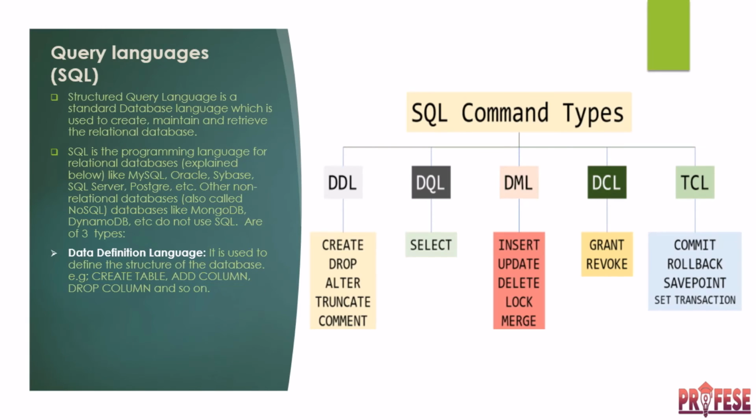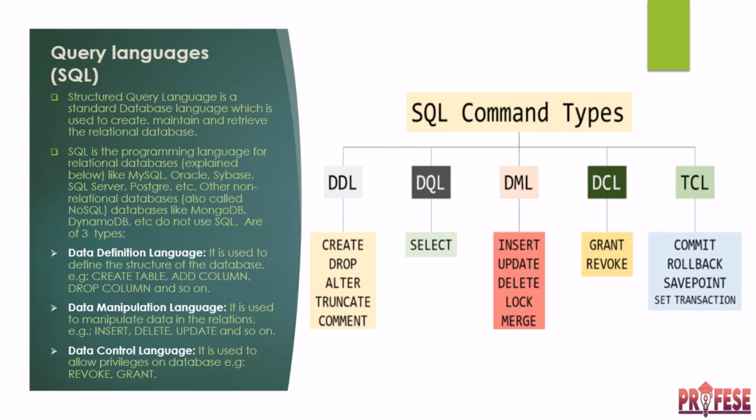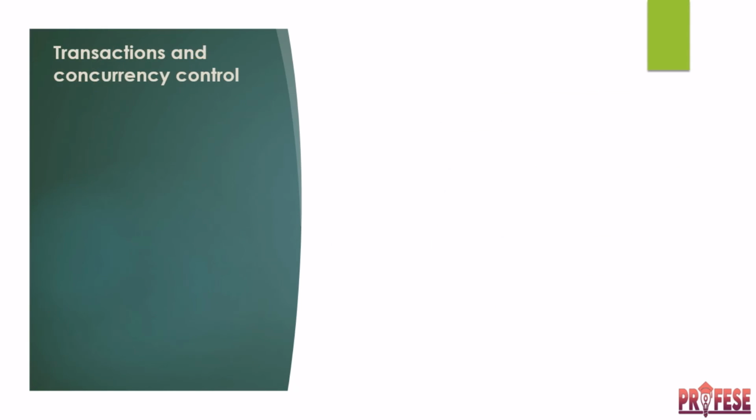Data definition language is used to define the structure of the database. Example: create table, add column, drop column and so on. Data manipulation language is used to manipulate data in the relation. For example, insert, delete, update and so on. Data control language is used to allow privileges on the database. Example: revoke, grant. Other than that, we have DQL and TCL also. In TCL, which is transaction control language, we have commit, rollback, save point and set transaction.